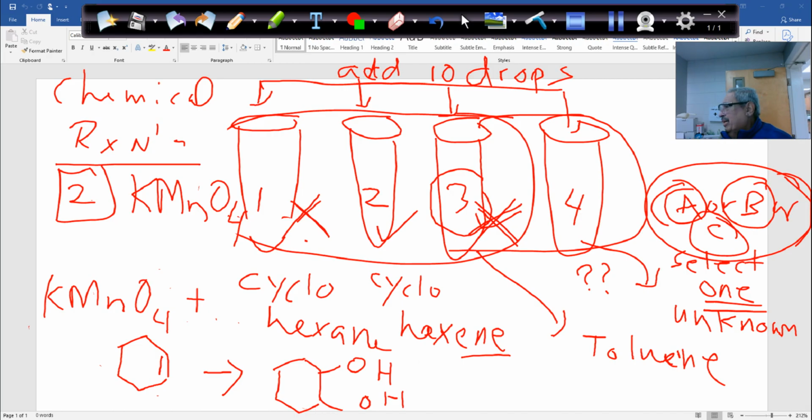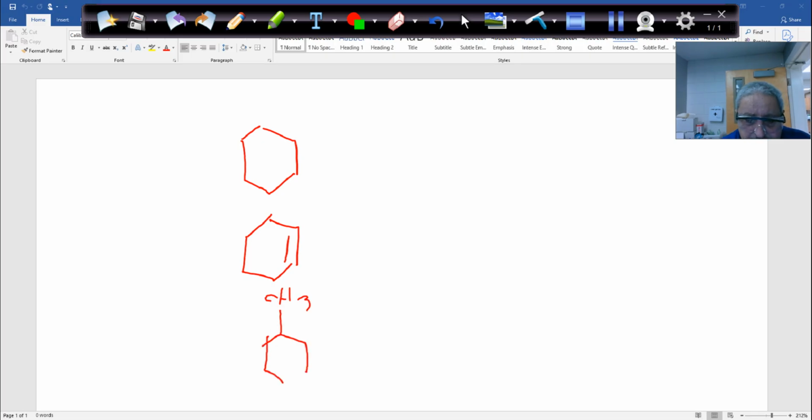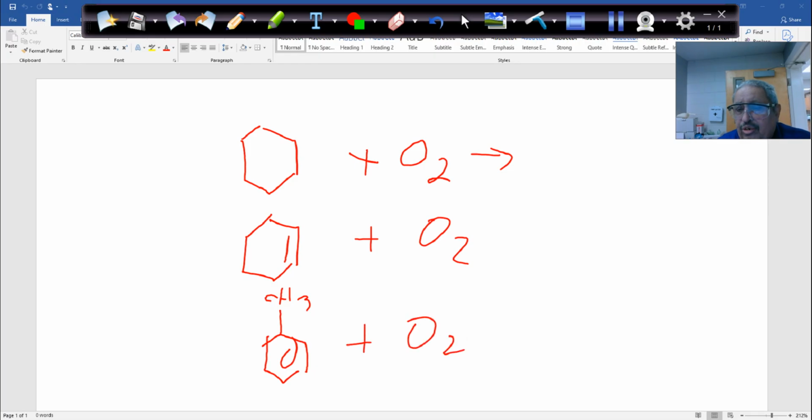So the last one is combustion. I will do that reaction for you. You just have to write the observation, correct? So here it is. The last reaction is combustion. You take cyclohexane, cyclohexene, and toluene. You'll burn them with the flame here, and you'll make your observation.